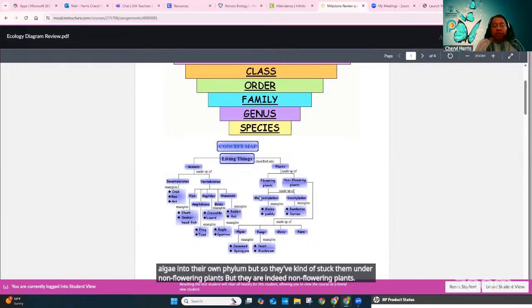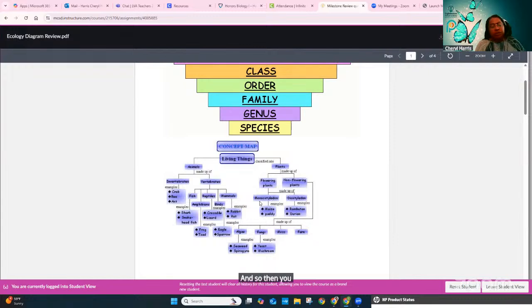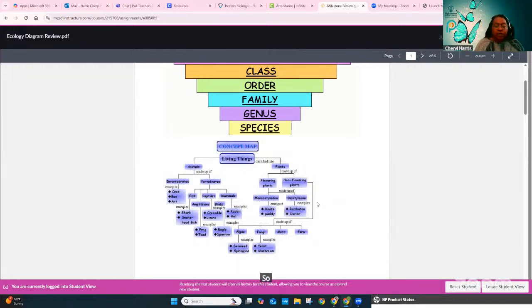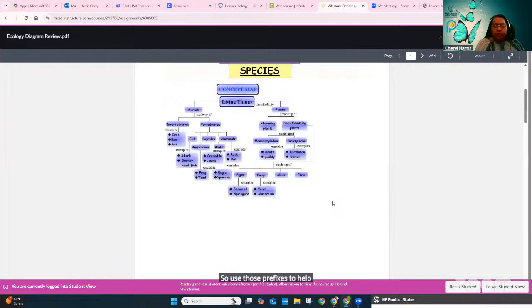And so then you have your monocots, which means that they only have one seed. They give you examples of those, and dicots. So if you open the seed, it actually splits in two. So use those prefixes to help you understand what those words mean.